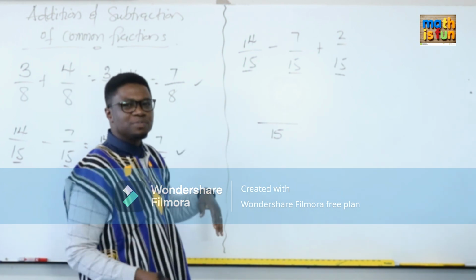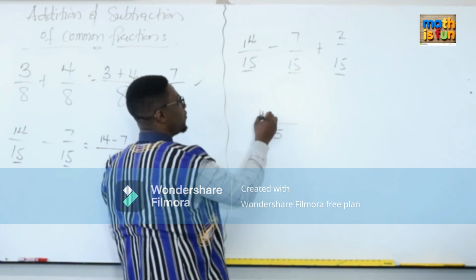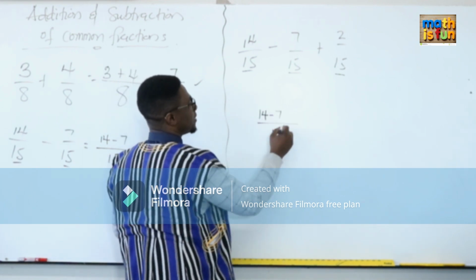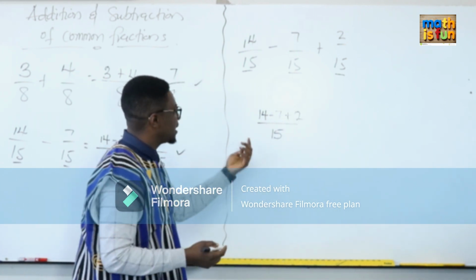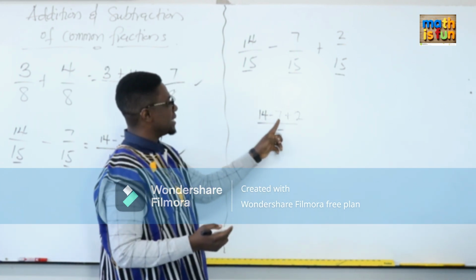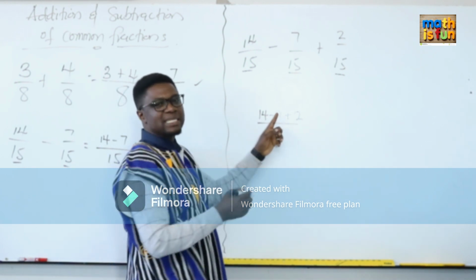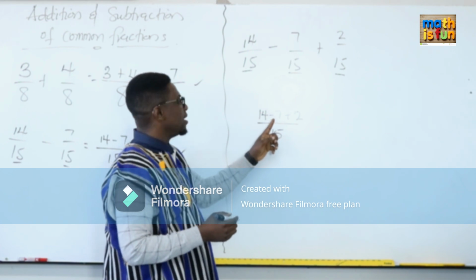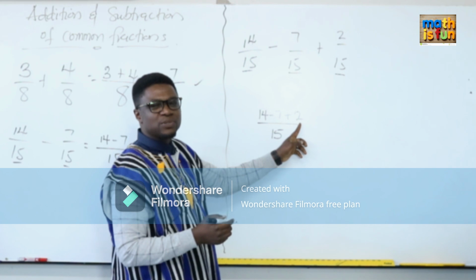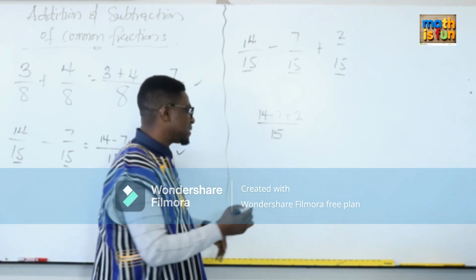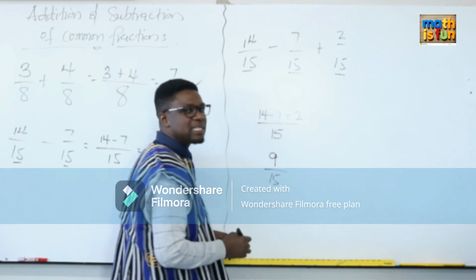Then we move forward, starting from the left, moving towards the right. It is addition and subtraction, so we start from the left and move towards the right. We go 14 minus 7 plus 2. So let's do it together. 14 minus 7. Subtracting 7 from 14 gives us what? 7. Okay. So our 7 plus 2 also gives us what? 7 plus 2 gives us 9. So we have 9 out of 15.